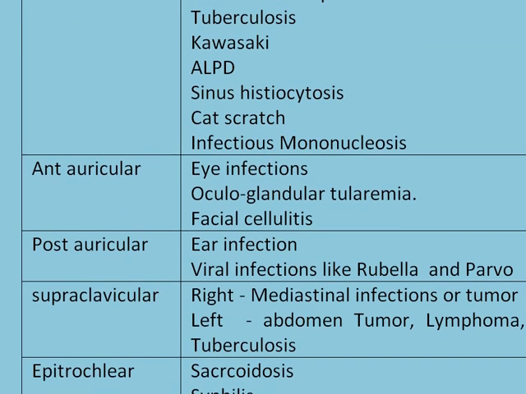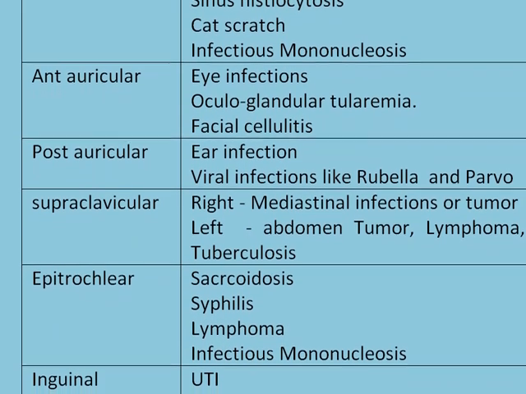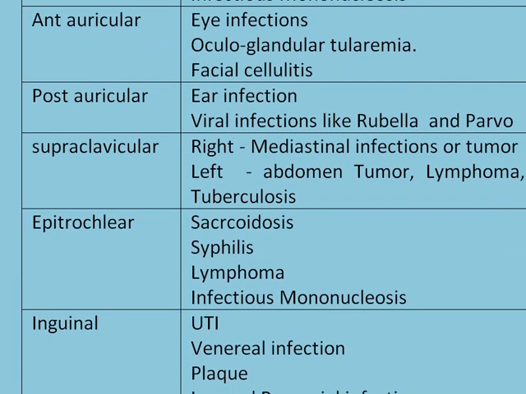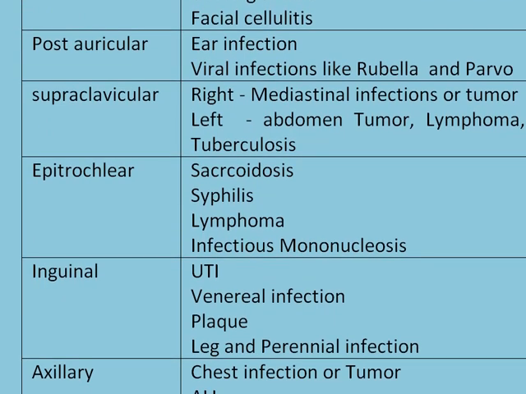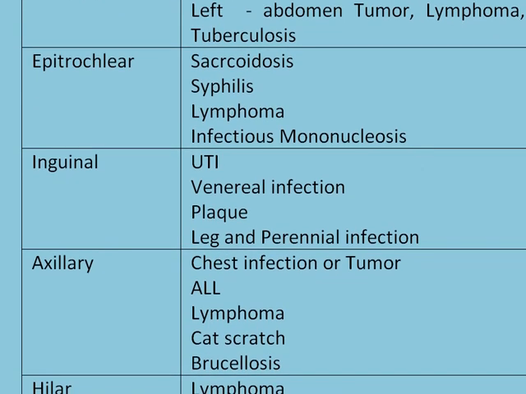In supraclavicular lymphadenopathy, on the right side, consider mediastinal infections or tumor, while on the left side, abdominal tumor, lymphoma, and tuberculosis. Epitrochlear lymph nodes are palpable in sarcoidosis, syphilis, lymphoma, and infectious mononucleosis. Inguinal lymph nodes are palpable in UTI, venereal infections, plague, and leg and perineal infections. Axillary lymph nodes are palpable in chest infection or tumor, acute lymphoblastic leukemia, lymphoma, cat scratch disease, and brucellosis.